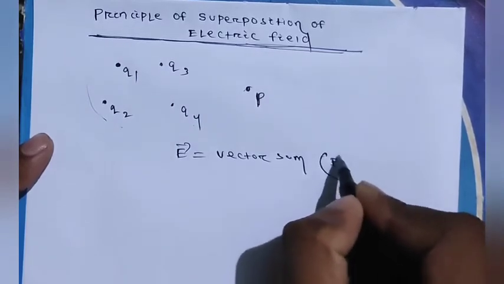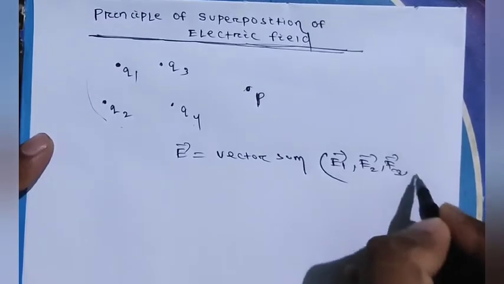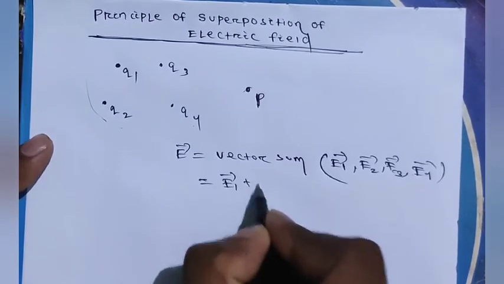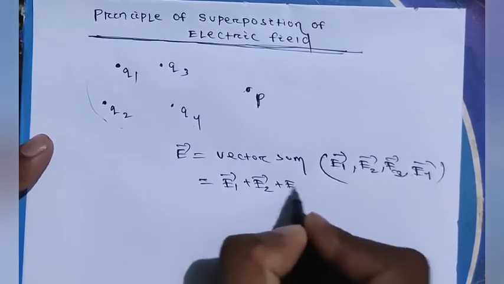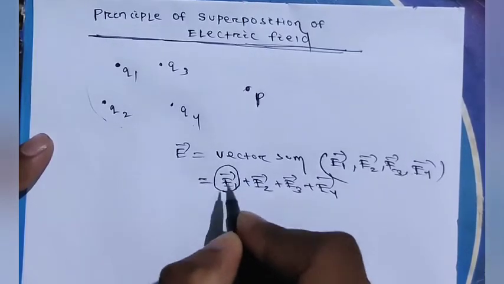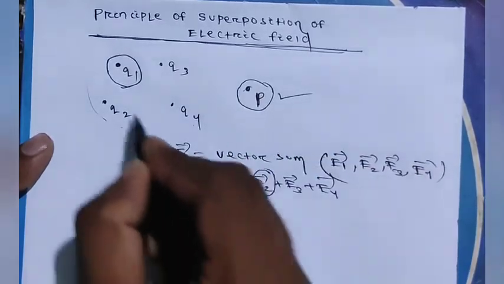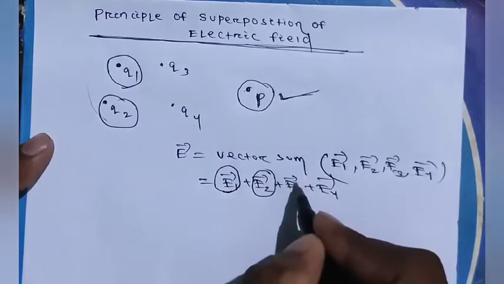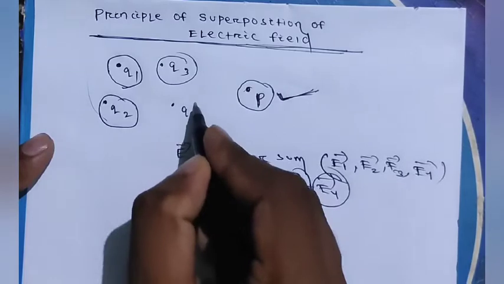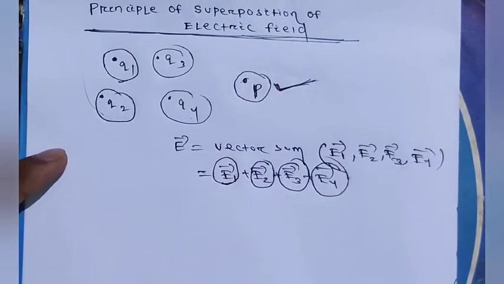That is the vector sum of electric field E1, electric field E2, electric field E3, electric field E4. Simply you can write the vector sum of E1 vector, E2 vector, E3 vector and E4 vector. E1 is the electric field due to Q1 at the given point P, E2 is the electric field due to Q2 at point P, E3 is the electric field due to Q3 at point P, and E4 is the electric field due to Q4 at point P. Is it clear? Two more points we have to remember.